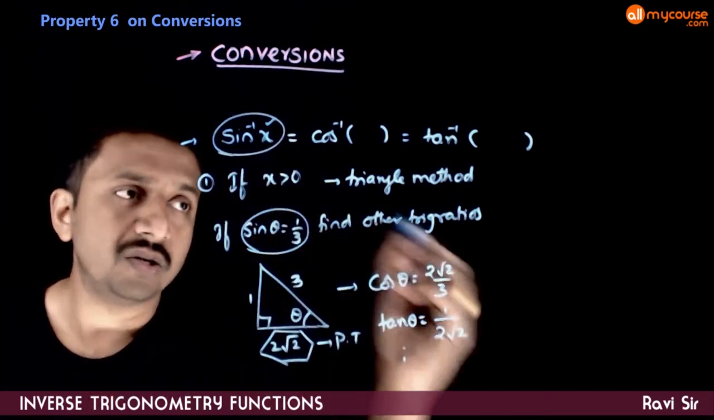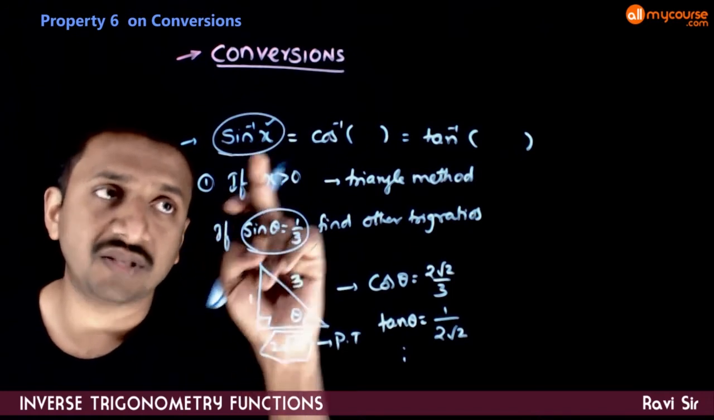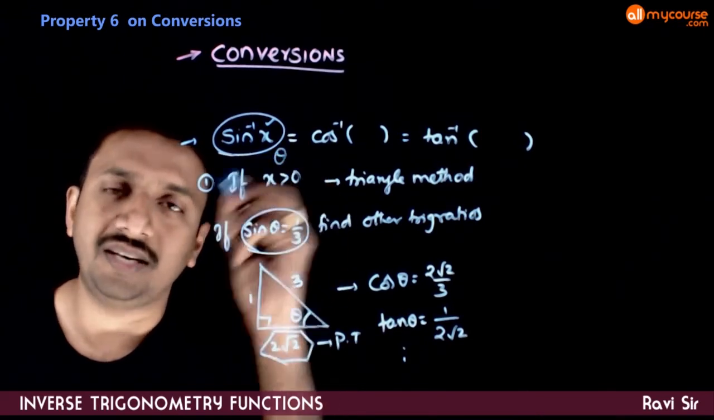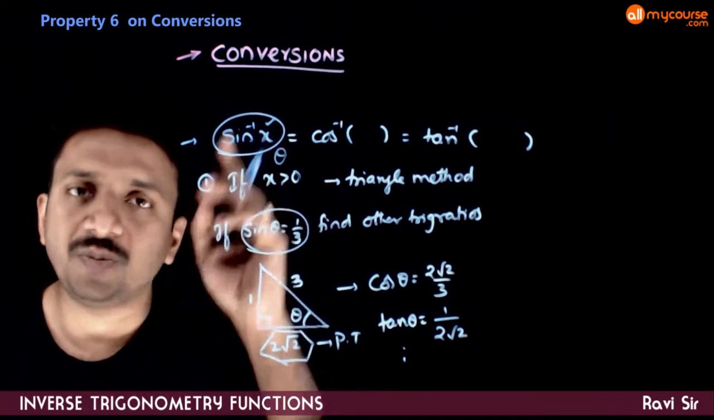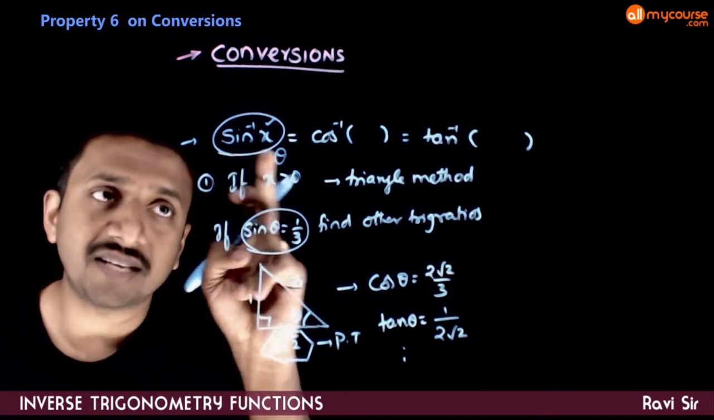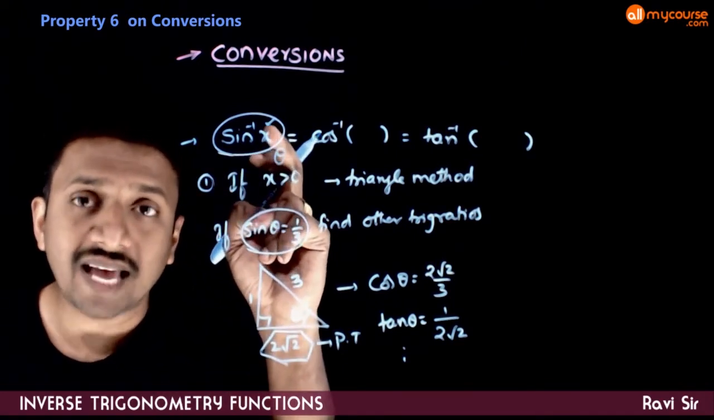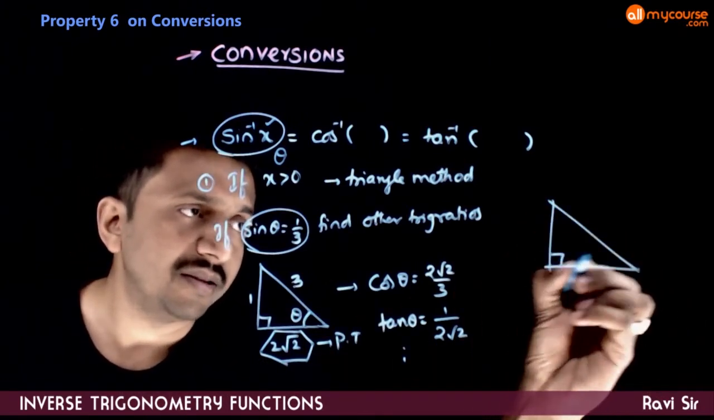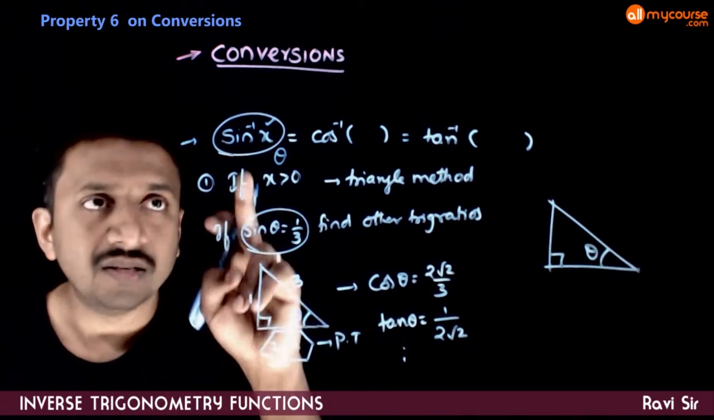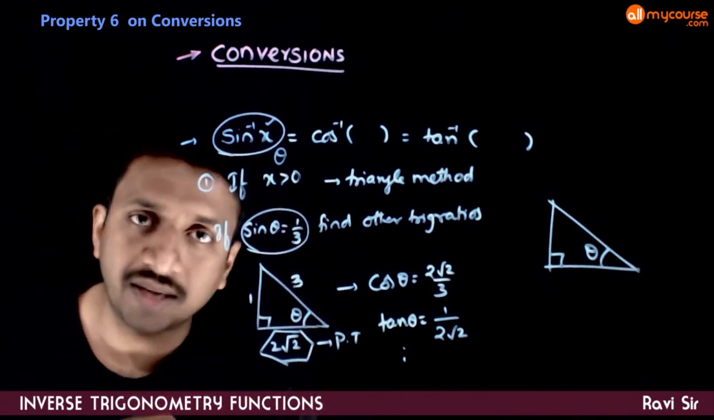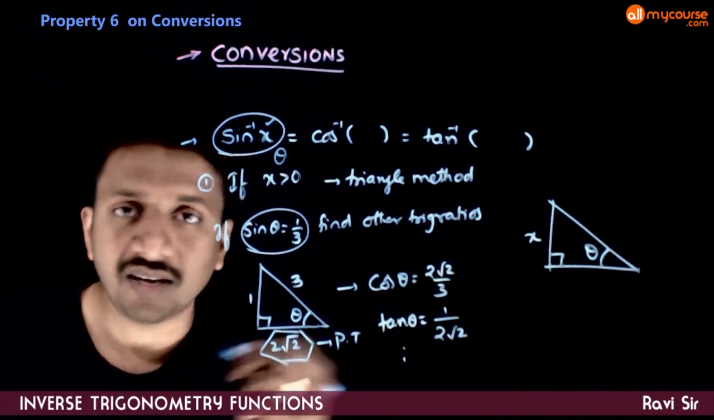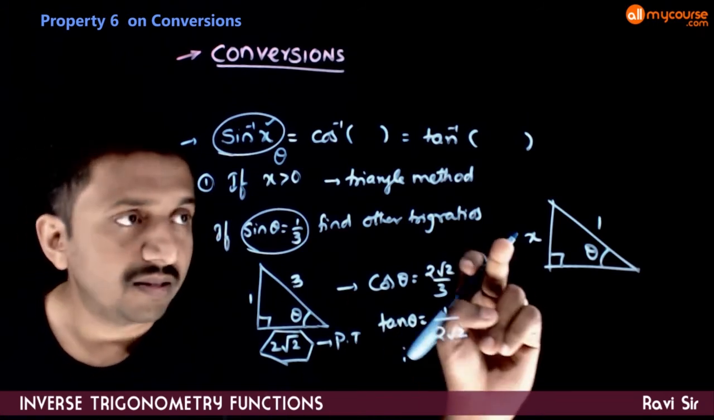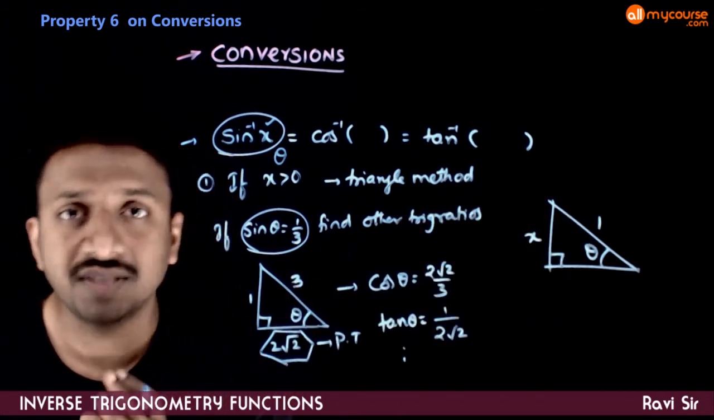Now, let us say we need to convert sine inverse x into other trigonometric ratios. So let sine inverse x be equal to theta. That means sine theta has to be equal to x. If you draw a right angle triangle with theta here, sine theta equal to x means the opposite side is x and the hypotenuse is 1, such that opposite side by hypotenuse is x.